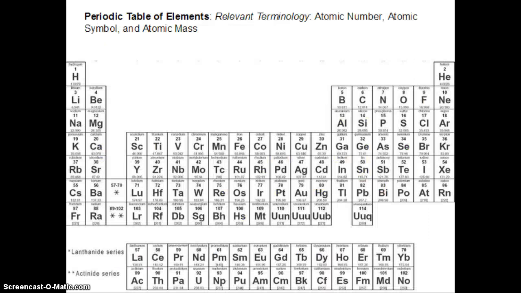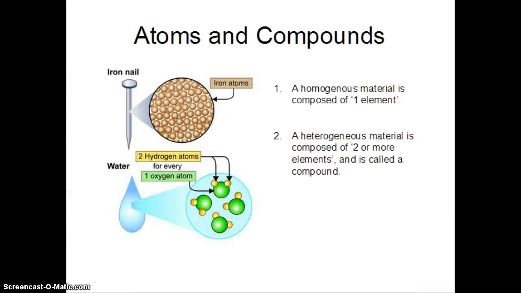Here's a more specific, or advanced, periodic table. This has the element name, the atomic number, the symbol, and the atomic mass. The atomic mass is the small number at the bottom that comprises the value of protons and neutrons within the atom itself.